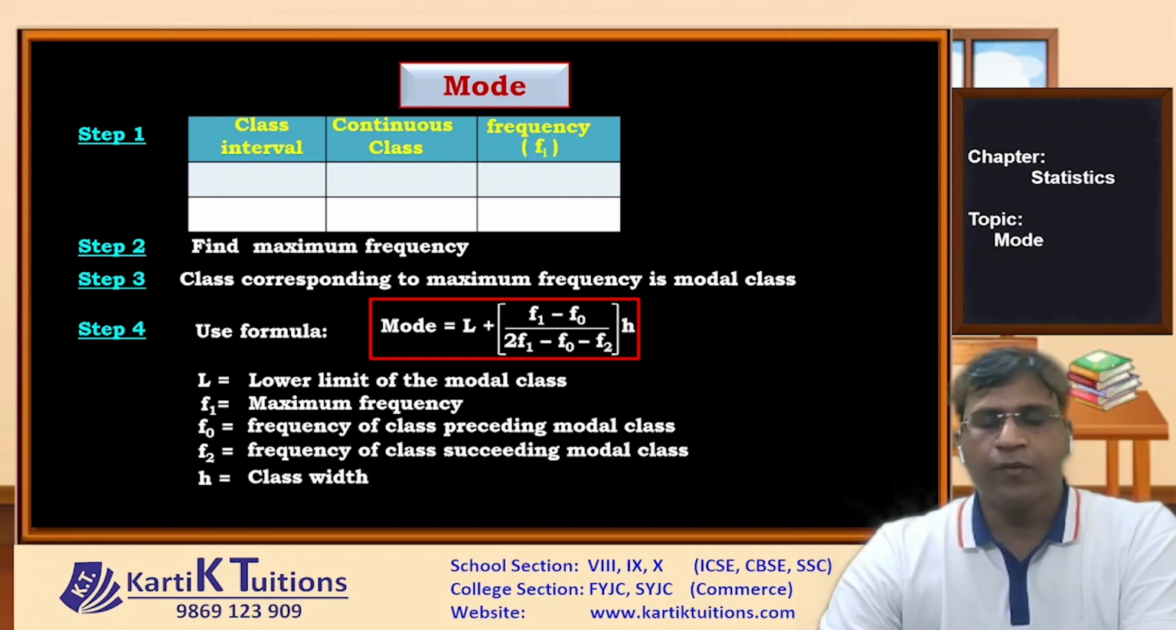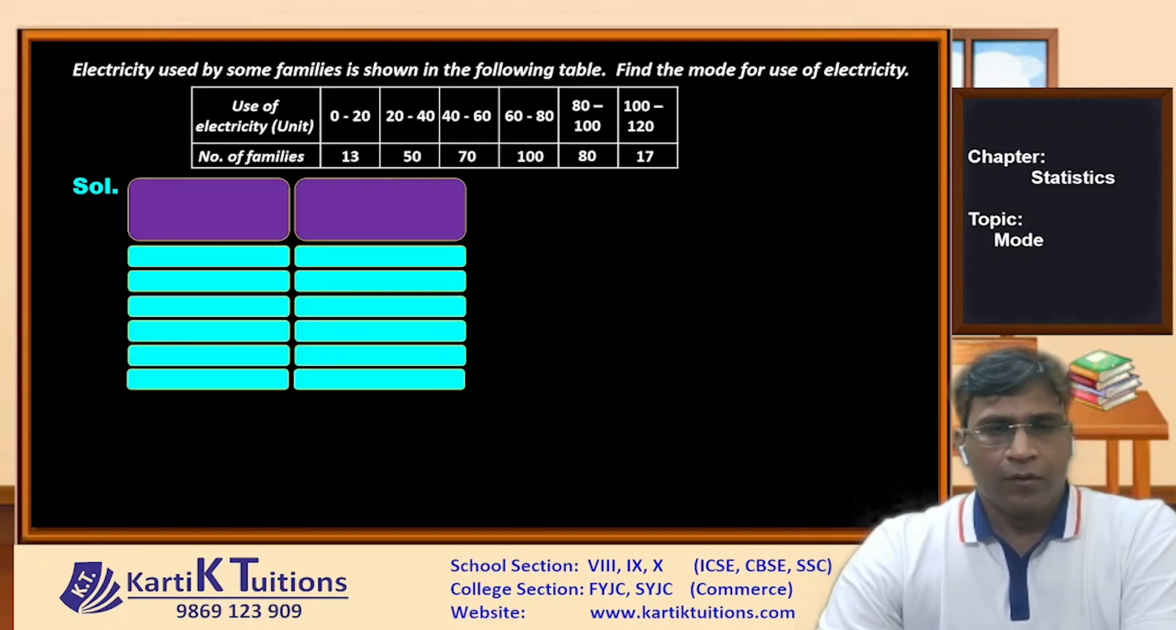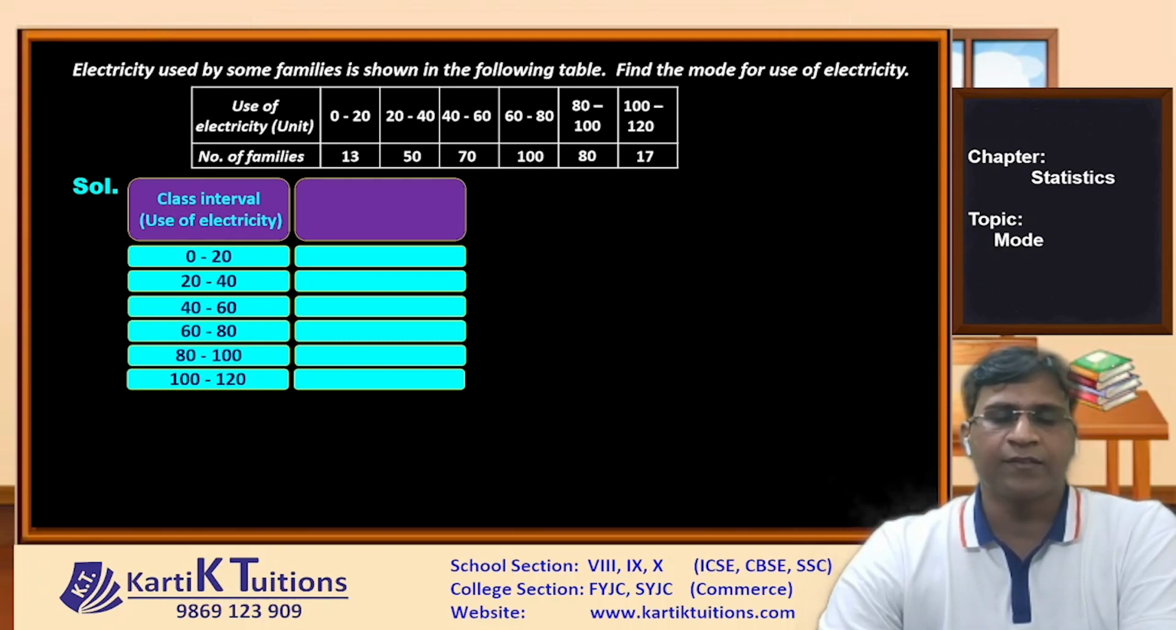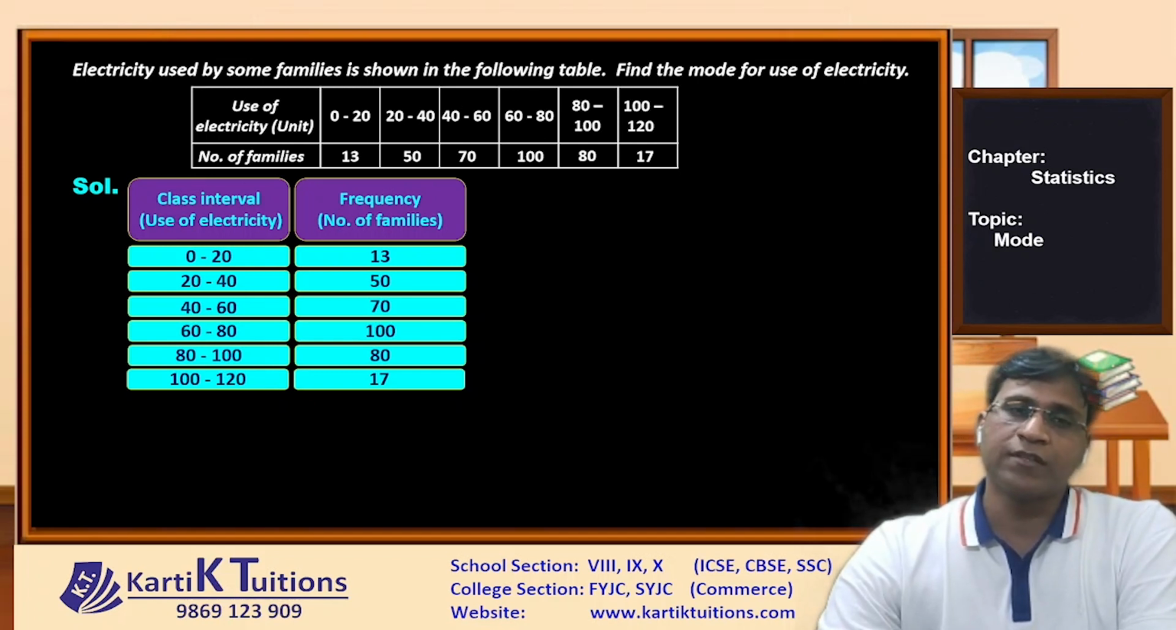Now let's look at one sum to understand how to get the value of mode. Electricity used by some families is shown in the following table. Find the mode for use of electricity. If you observe, the classes are continuous. So I have prepared the table with 2 columns, where the first column is for the classes, that is, use of electricity, and I'll write the classes as given in the table. The second column is for the number of families, that is our frequency, and I write the data as given. In this table work, you don't have to do much effort. You just copy the table as it is because the classes are continuous. If the classes had been discontinuous, then you would need to prepare a table with 3 columns where you make the classes continuous.